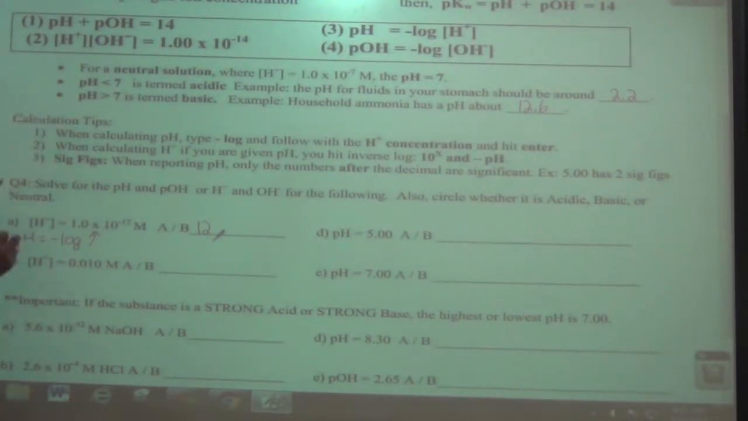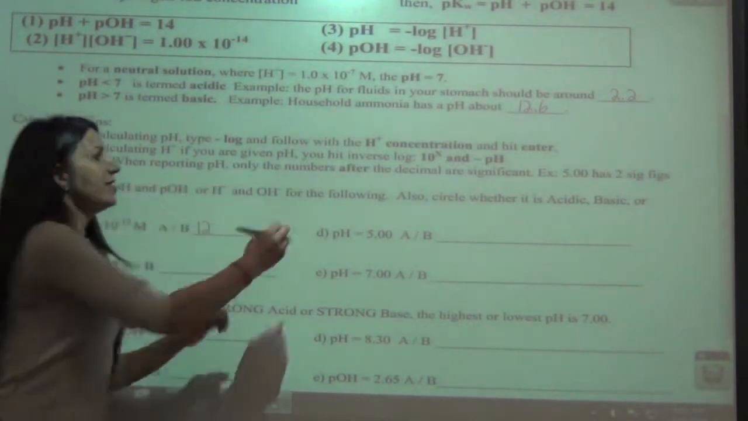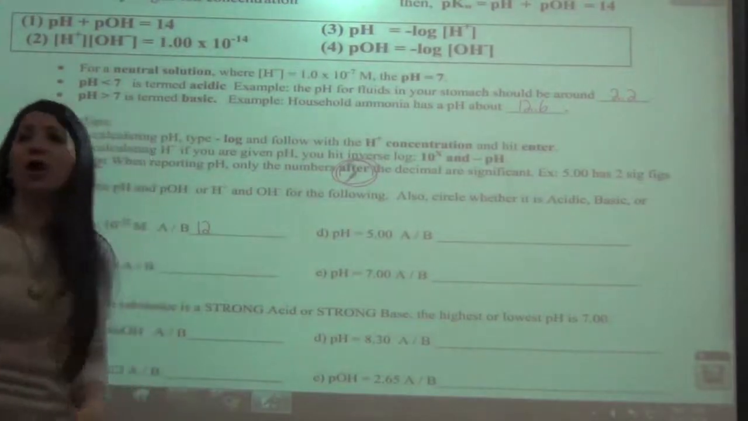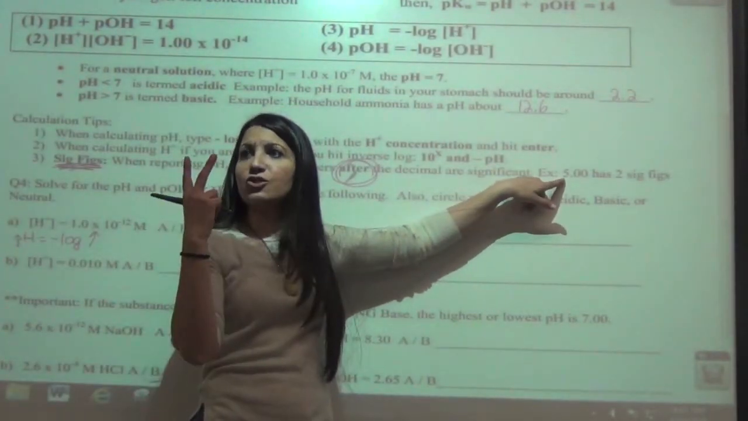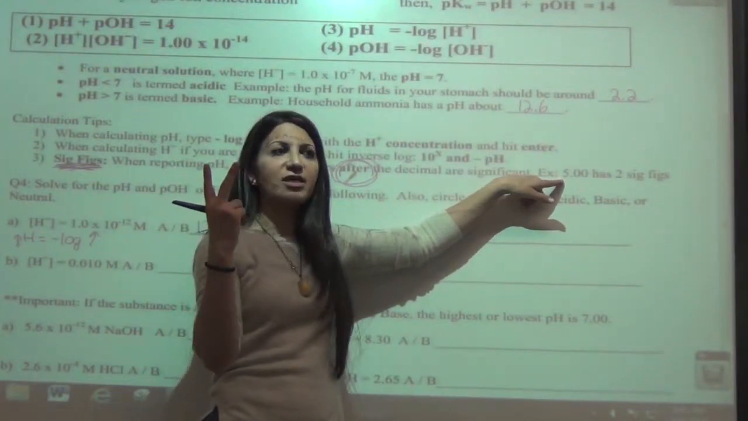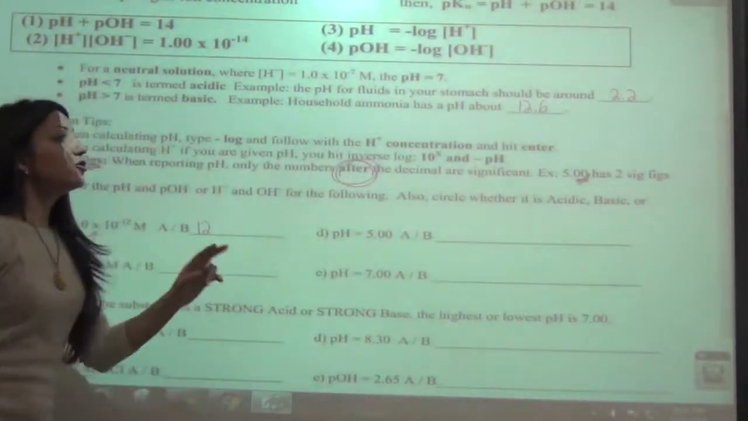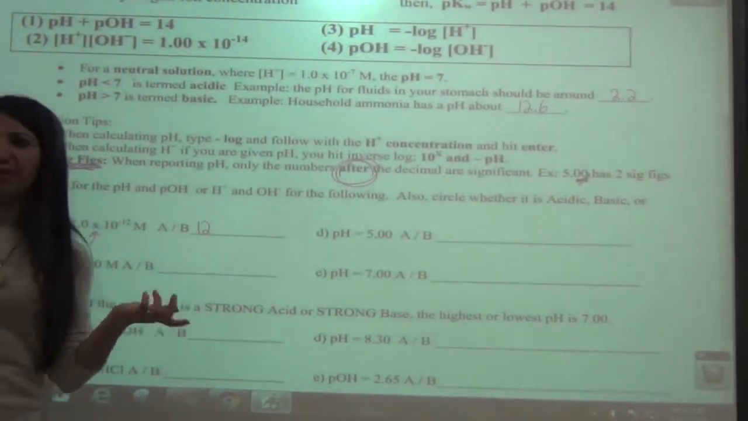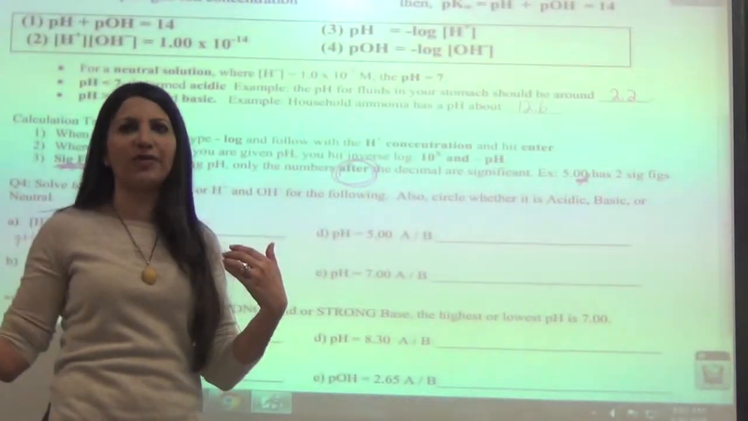So the sig fig rule here is when you're reporting pH, only the numbers after the decimal are significant. So 5.00 only has 2 sig figs. Which numbers are significant? Those two right there, okay? So when you report pH and pOH, this is only for pH and pOH. If you're doing concentration, it's the same as what we've always done.